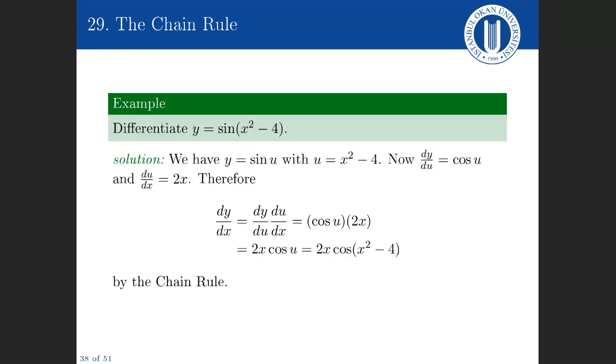So, differentiate sine of x squared minus 4. We can think of this as y is equal to sine of u, where u is the function x squared minus 4. We know how to differentiate each of these two easier functions. Then we just need to use the chain rule to combine them.